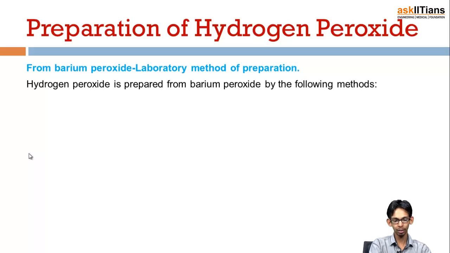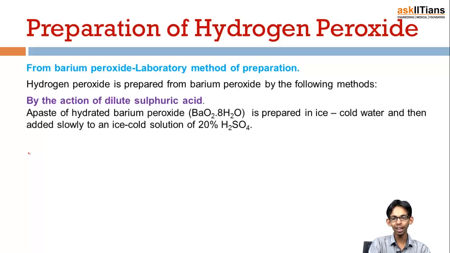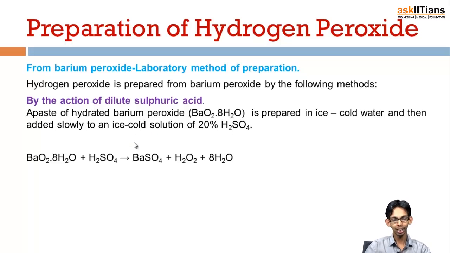Now there is another method of the formation of hydrogen peroxide, and this is from barium peroxide. It is a laboratory method used for the preparation of hydrogen peroxide. The first is by action of dilute sulfuric acid over barium peroxide, and the reaction is something like this: BaO2, when acted upon by sulfuric acid, gives barium sulfate, hydrogen peroxide and water. So this is the first method for preparation of hydrogen peroxide from barium peroxide.